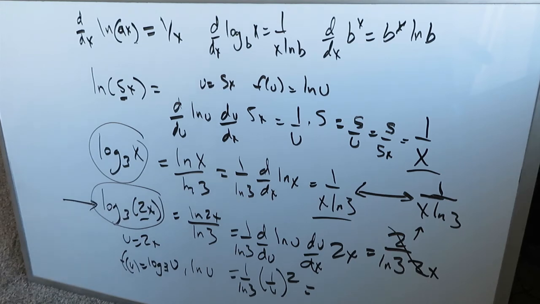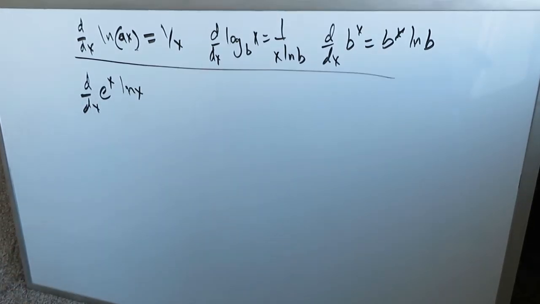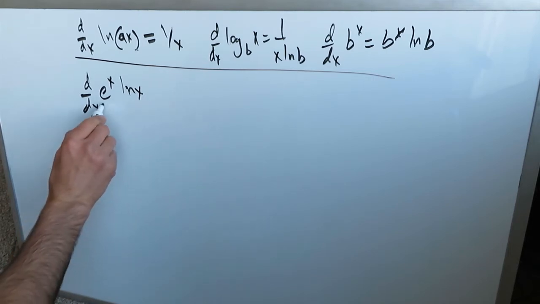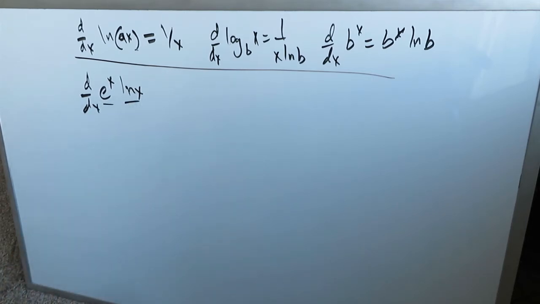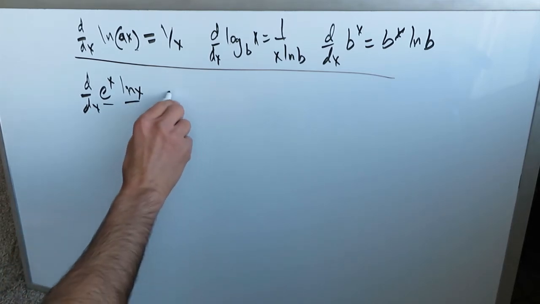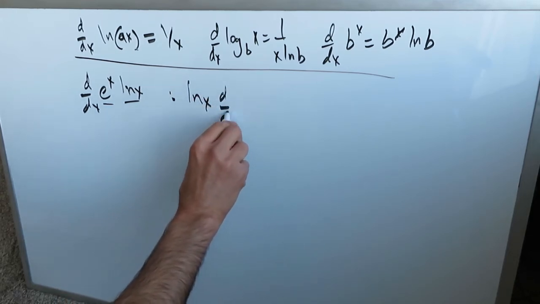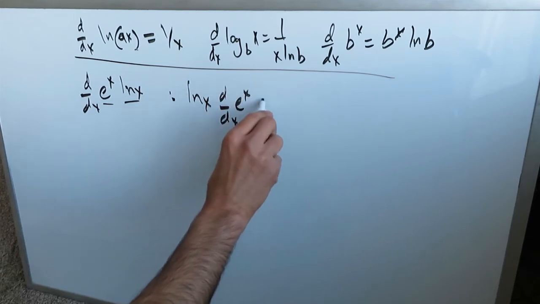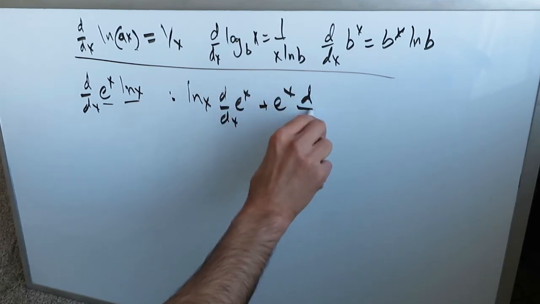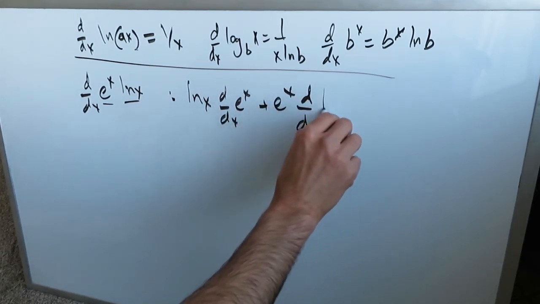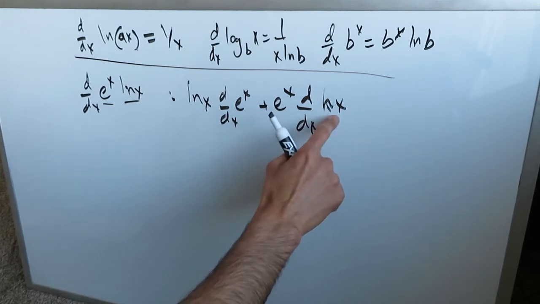Let's look at some more examples. Our question is this: the product of two functions. Here's one function f, and here's the g function. We have to use the product rule, and you just go directly to the template. The g function, which is ln x, multiplied by the derivative of the f function, which is e to the x, plus e to the x multiplied by the derivative of the g function.